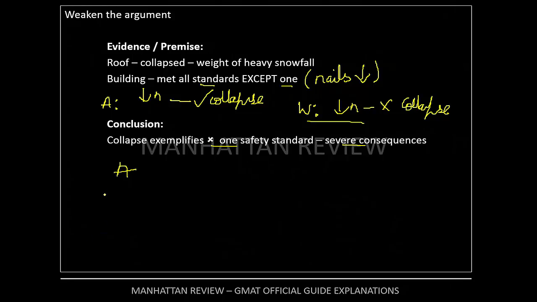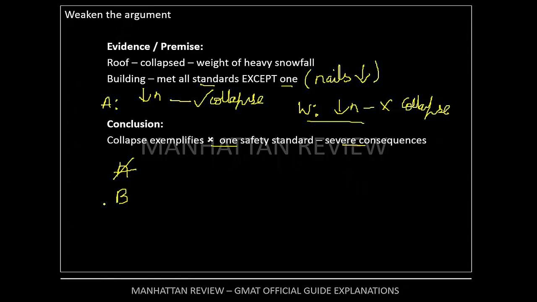Answer choice A. The only other buildings whose roofs collapsed from the weight of the snowfall were older buildings constructed according to less exacting standards than those in the safety codes. Now, this choice supports the assumption that not following the standards is the reason for the roof to collapse. Since we are trying to weaken the argument, we can eliminate answer choice A. We are looking for an answer choice which says it is not meeting the standards that is responsible, but something else is a reason for the collapse.